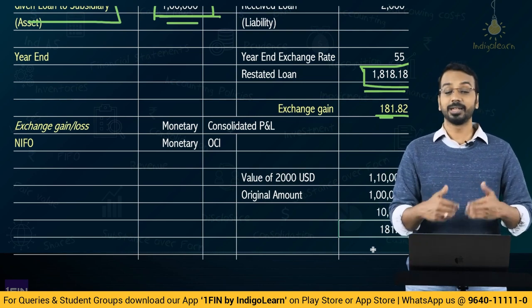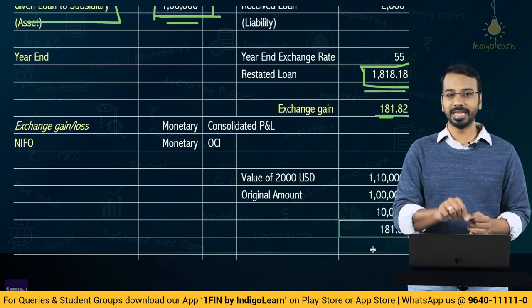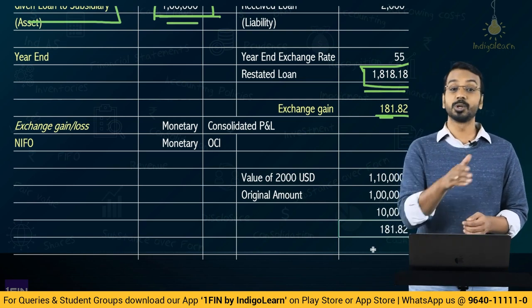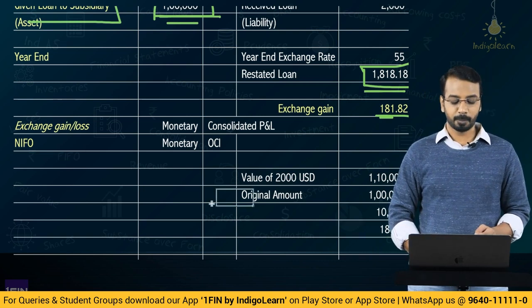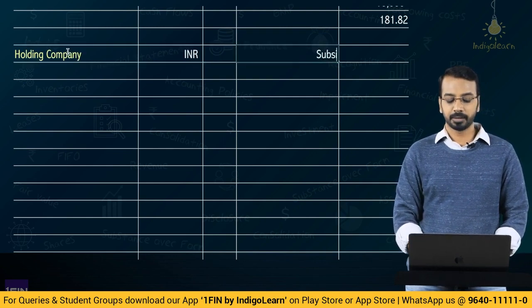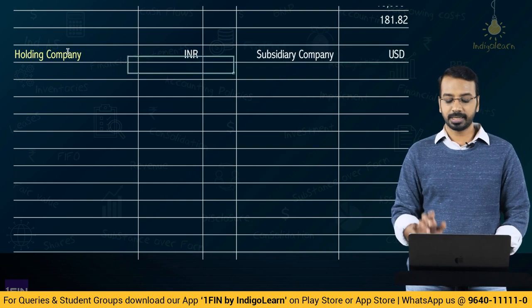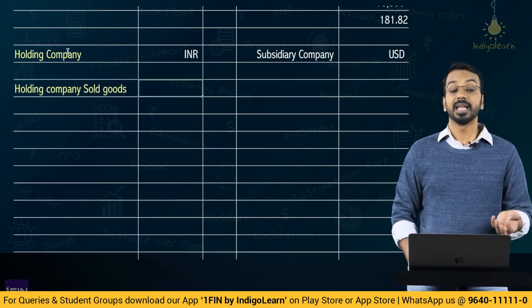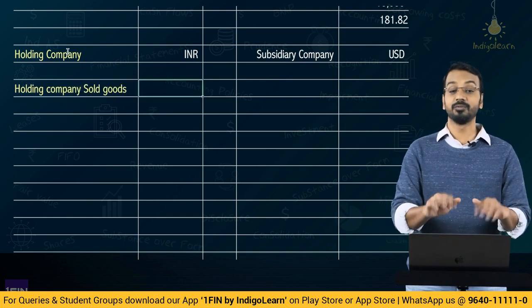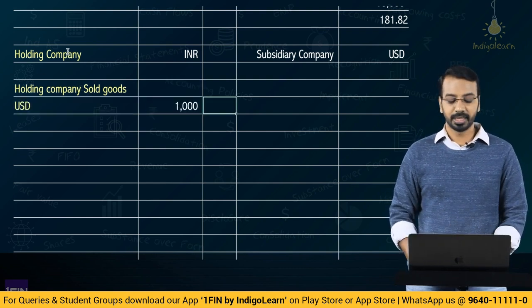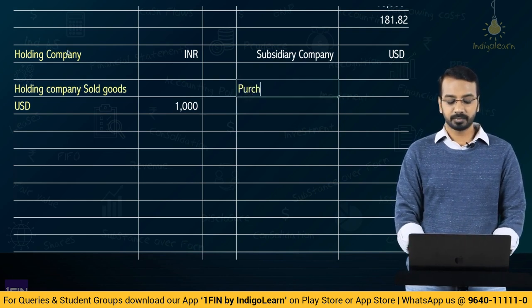Now, the other transaction, which is slightly more complex, is when there is a trading transaction. For example, the holding company sells goods to the subsidiary company, or the subsidiary company sells goods to the holding company. So, let us take one more example. We have a holding company. Let us say functional currency is INR. Subsidiary company, functional currency is USD. Holding company sold goods. And assume for a moment they are not invoicing in INR, they are invoicing in USD. So, they sold goods worth how much? USD $1,000. Subsidiary company purchased goods worth $1,000.